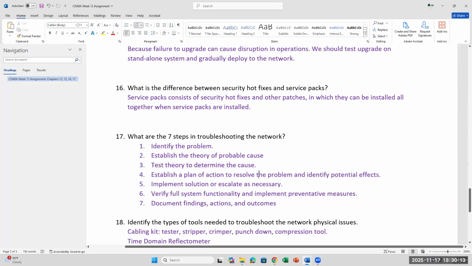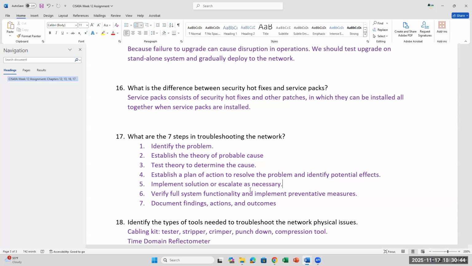you would establish a plan of action. So if that works, right, we would say, okay, now we fixed one system, now we can fix the rest of the systems. So we would establish a plan of action and solve the problem. Then we would implement the solution, or in the case that you can't fix that problem, then you need to escalate it, right? Contact the vendor, maybe research, and go to your supervisor.